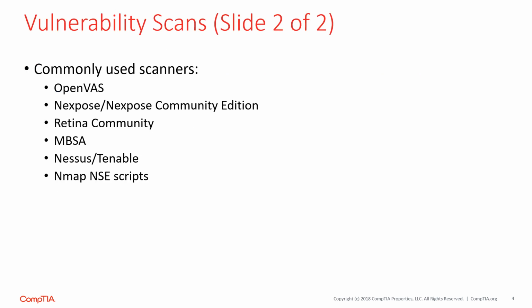I have here common vulnerability scanners. So we have OpenVAS, Nexpose, Retina Community, MBSA, Nessus. In the Cengage, you are to explore Nessus. There's an activity for that. And then the Nmap NSE scripts.